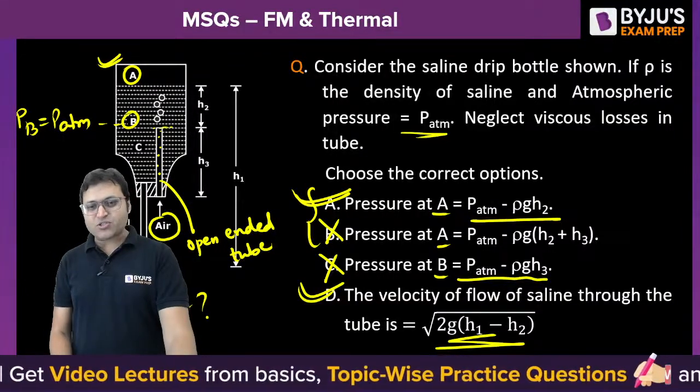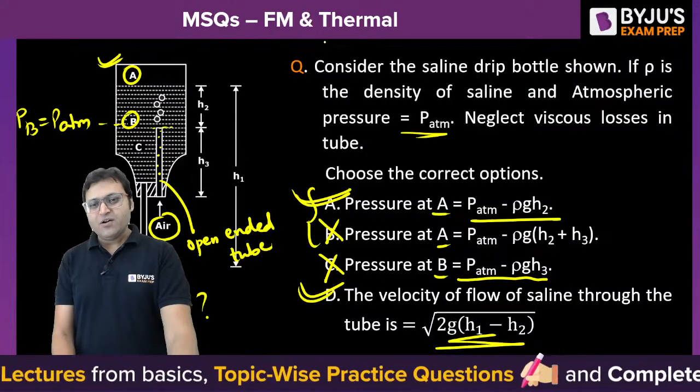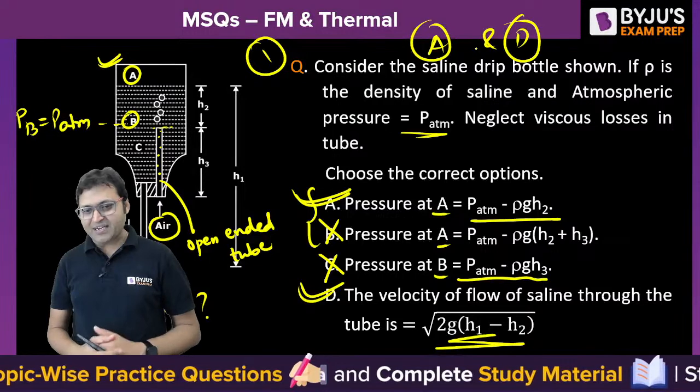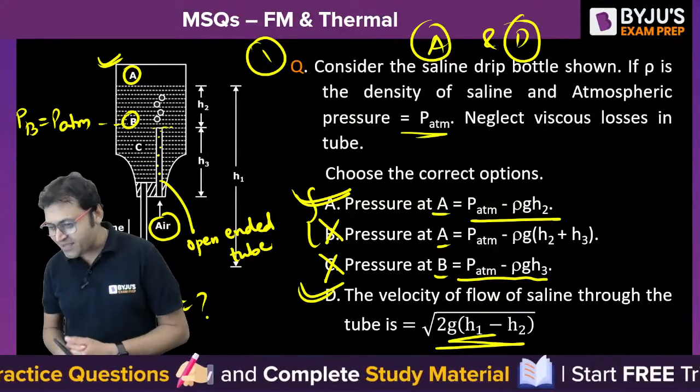So D is also correct. So the correct answer for question number 1 is A and D. A and D will be the correct answer, isn't it? A and D.